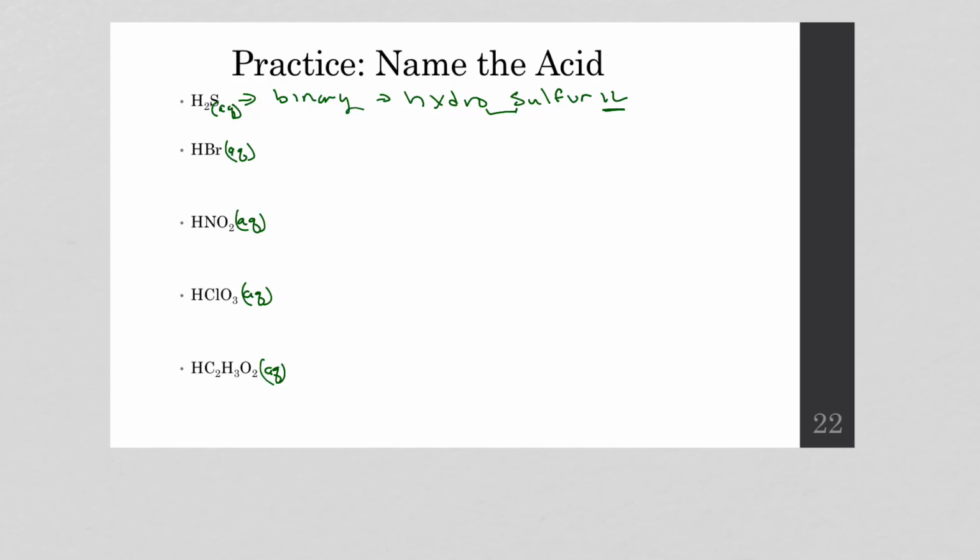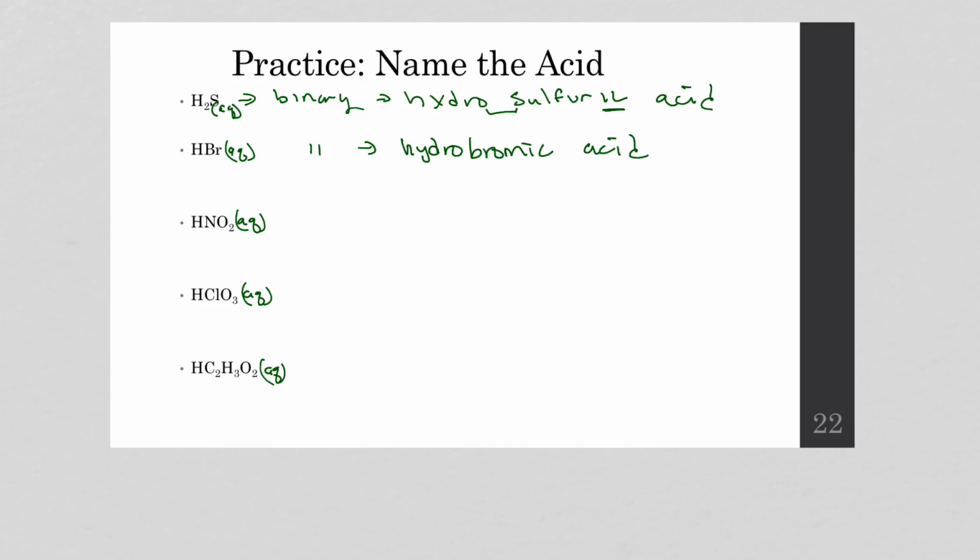So let's look at HBr. Again, it's binary, no oxygen. Again, it's going to start with hydro. And then it's bromine, so bromine becomes bromic. And then, of course, with all of these, they're going to have acid in the name. So hydrobromic acid. Just like we saw on the previous slide, hydrochloric acid.